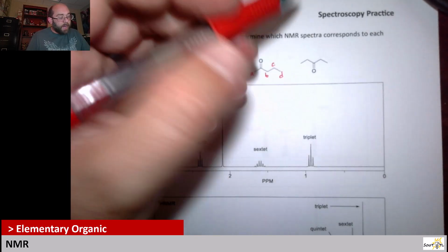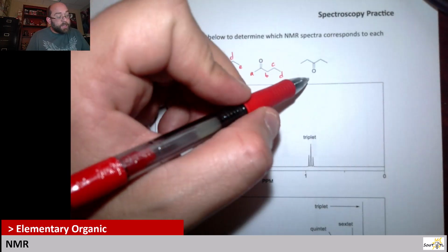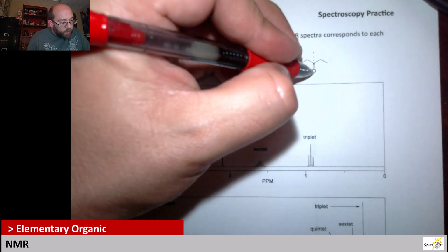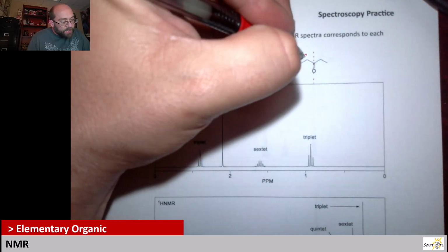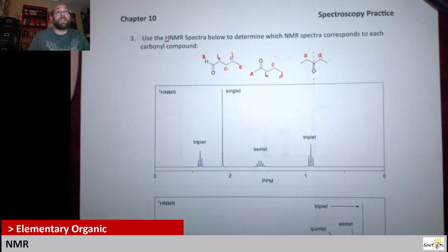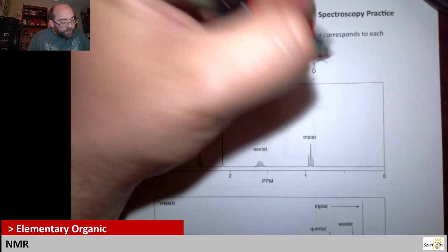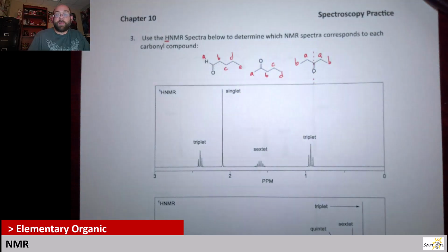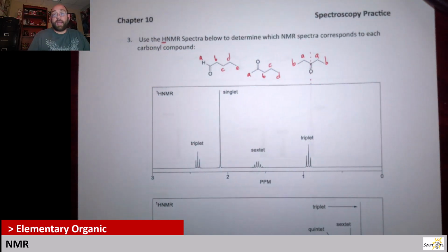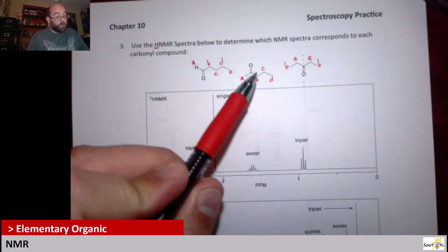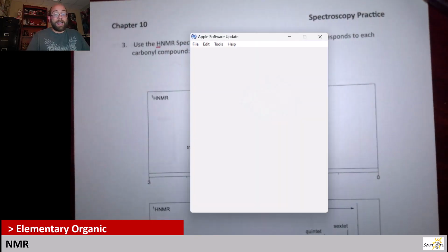Next up, we've got this molecule, and it does have a plane of symmetry right here. These hydrogens and these hydrogens would give me the same signal, so it's going to count as 1, while these hydrogens and these hydrogens would give me the same signal. So I only have 2 signals here.